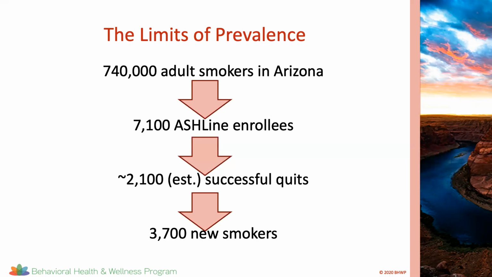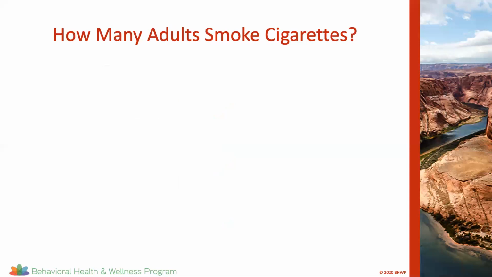Quit lines around the country are the first to tell you that they do not and cannot work alone. They are care extenders, and the care they are extending is the care that you are providing or attempting to support with your programs. So with that in mind, if we can't expect to have a visible impact on the statewide, let alone the national prevalence rate, how can we use the prevalence rate to inform our program design?